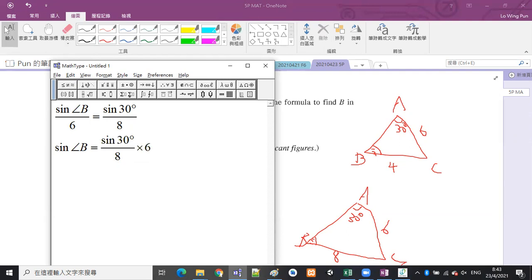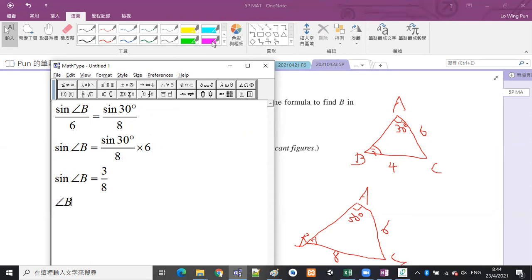And then can you help me find this number? Sine 30 degrees over 8 times 6. I think it should be equal to 3 over 8. Correct? 3 over 8 or 0.375. Yes. Okay. So sine angle B should be 3 over 8. And then because I want to find angle B, so I need to use shift sine 3 over 8. It should be 22.02 something.